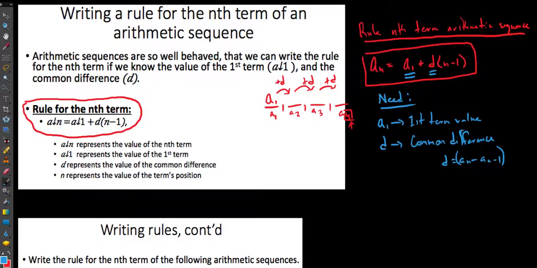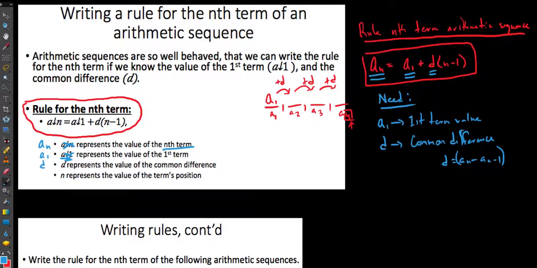So in terms of what you'll see here, it says A with this down arrow n. Just to give you a heads up here, this is A sub n. A sub n represents the value of the nth term in the sequence, so I can tell you this value if you know the value of the first term in the sequence, A1, and the common difference, D.